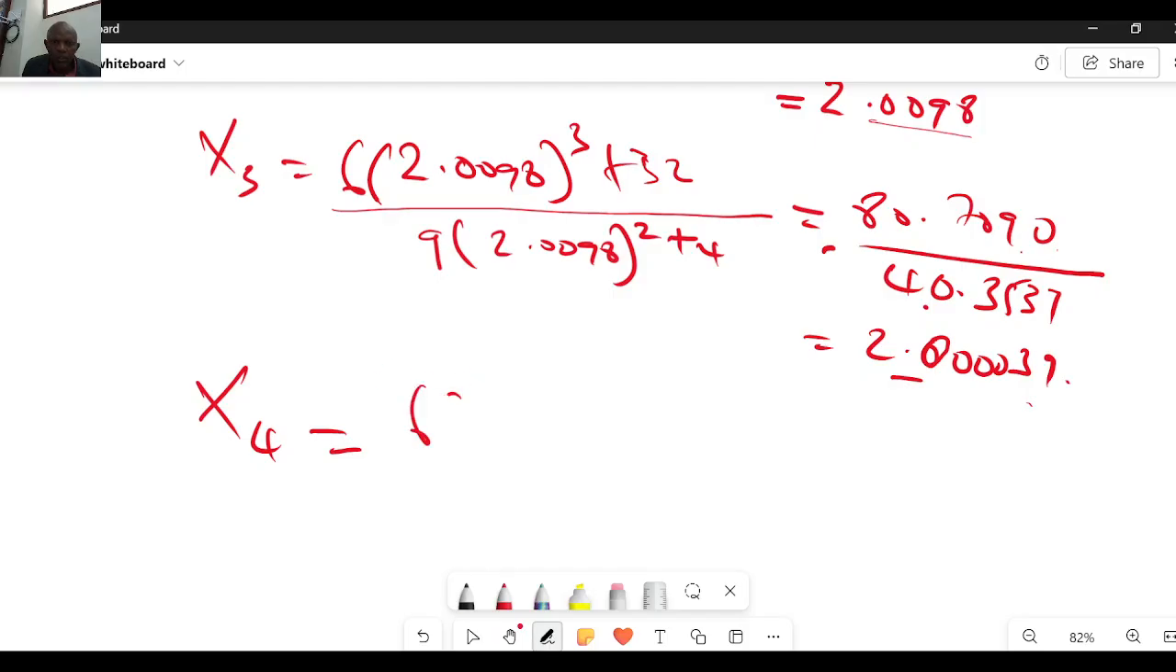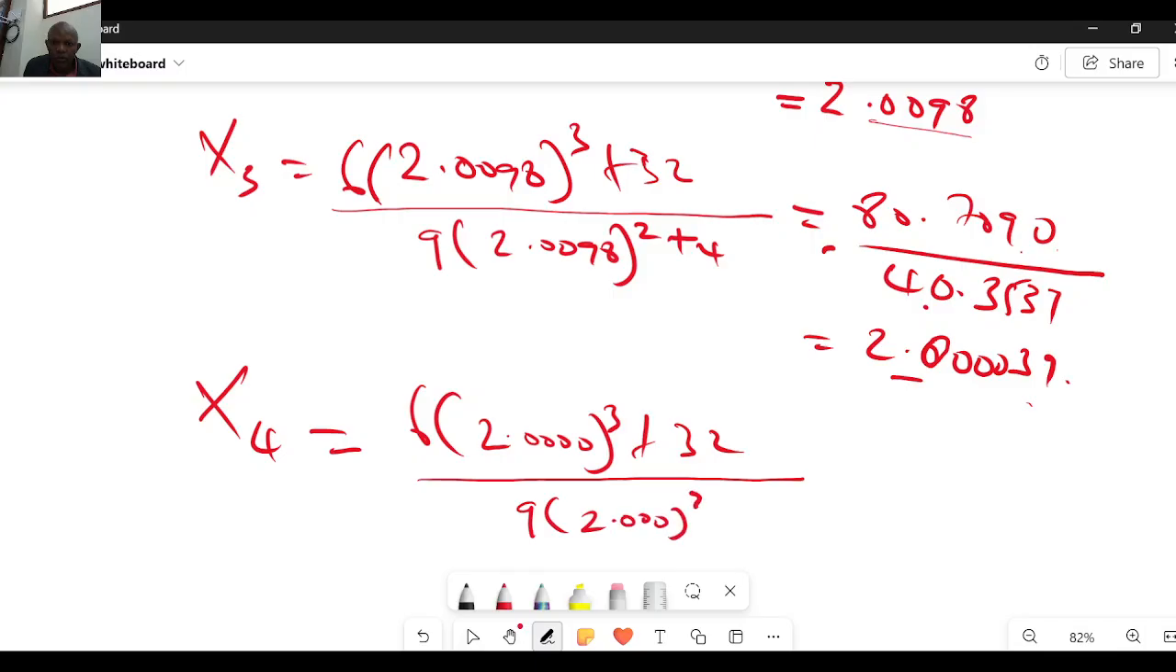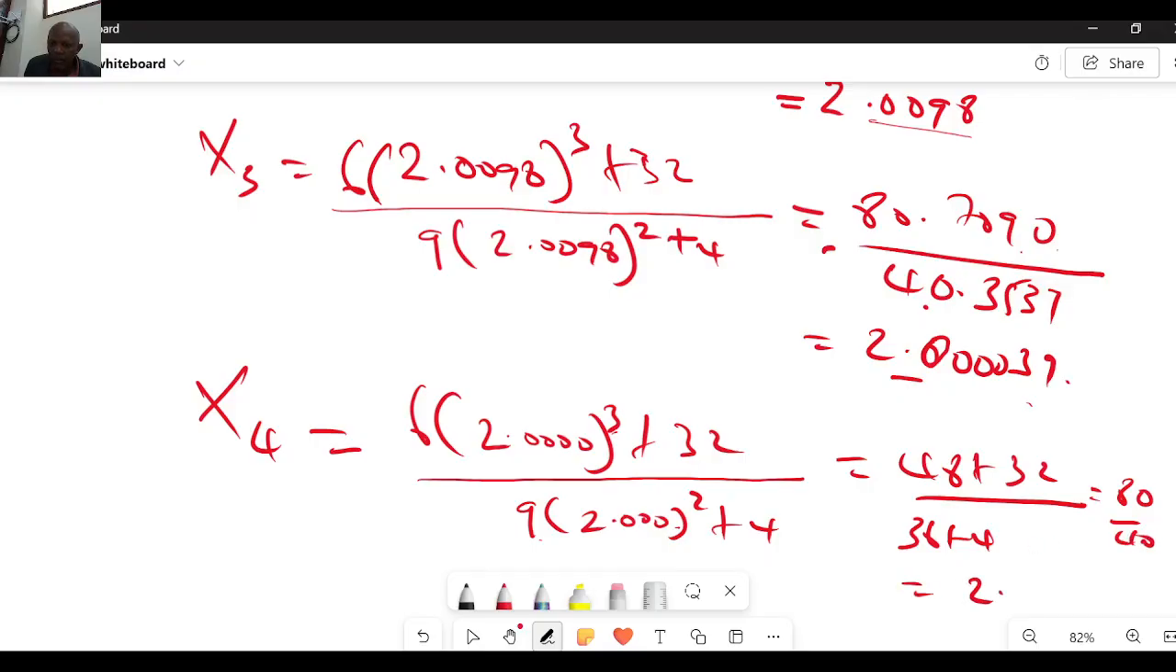So you have 6 into 2.0000 cubed plus 32 over 9 into 2.00 squared plus 4. 2 cubed is 8. 8 times 6 is 48 plus 32, over 4 times 9 is 36 plus 4. So that is 80 divided by 40, and this is now coming to 2.